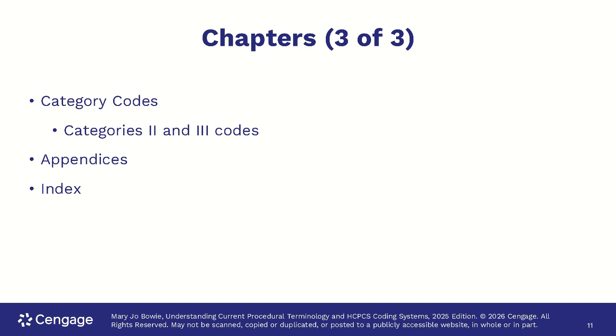All right. So then after category one, and category one has 6 sections, you then have category two and three codes. Category two codes are actually for performance measurement and quality, while category three are codes for emerging technology. And basically, that's just a fancy word for a new way of doing things.